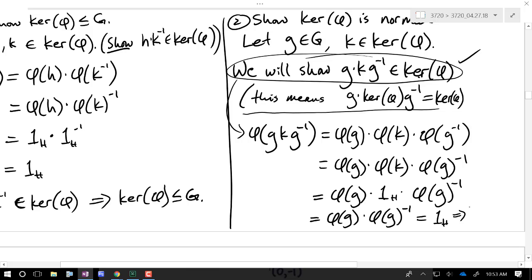And now I really am running out of room. The kernel of phi is in fact a normal subgroup of G. Note to self, I'll leave a little bit more space for this the next time around.